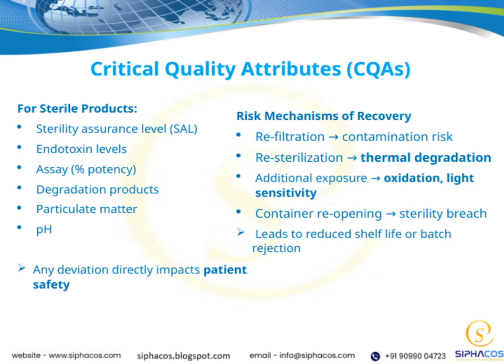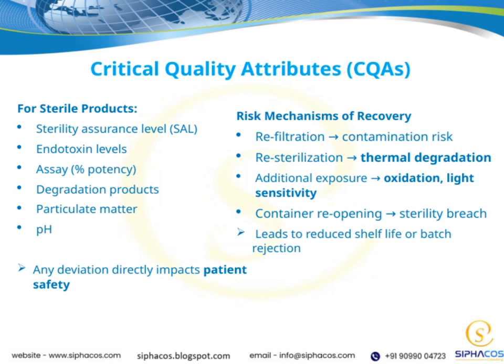Now, when we talk about critical quality attributes, or CQAs, for sterile products, these are the key parameters we monitor to ensure safety and efficacy. For example, the sterility assurance level, or SAL, is a critical measure of how confidently we can say a product is free of viable microorganisms. Endotoxin levels are equally important, as they can cause severe reactions if present in contaminated products. We also look at assay results, such as potency percentages, to confirm the product's effectiveness.